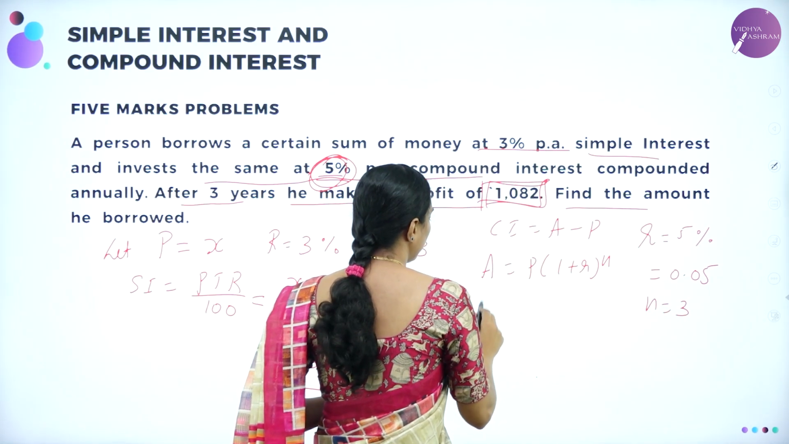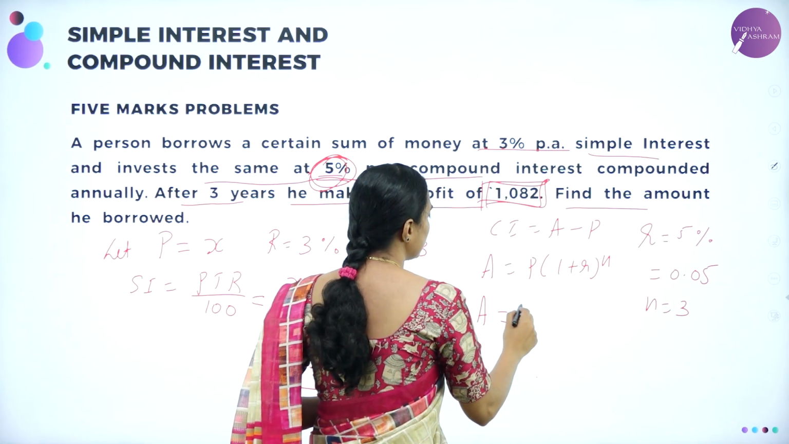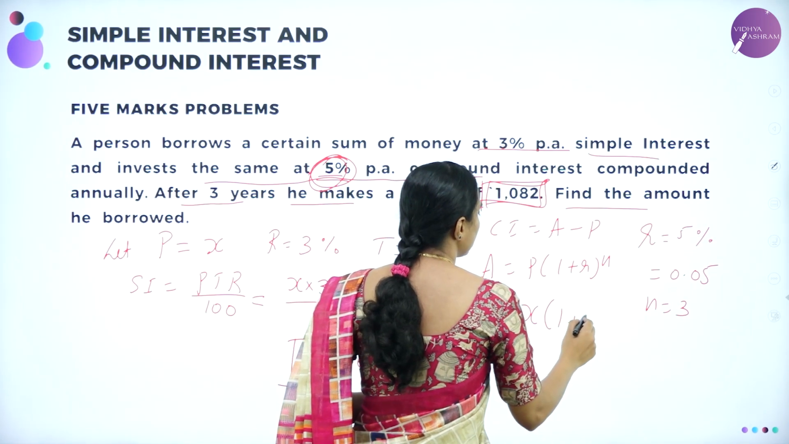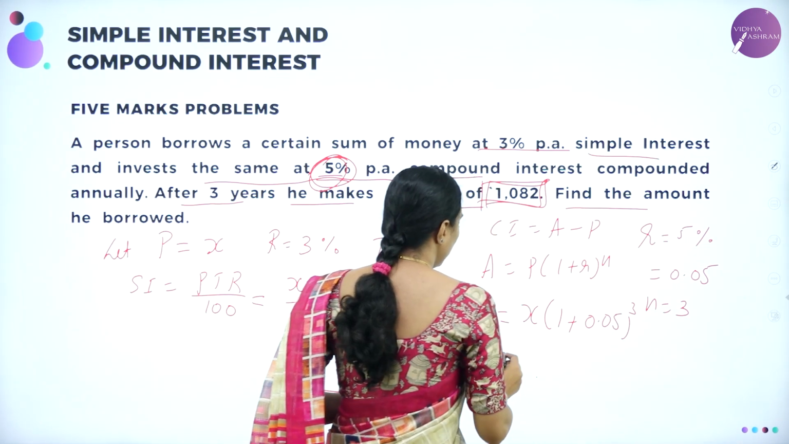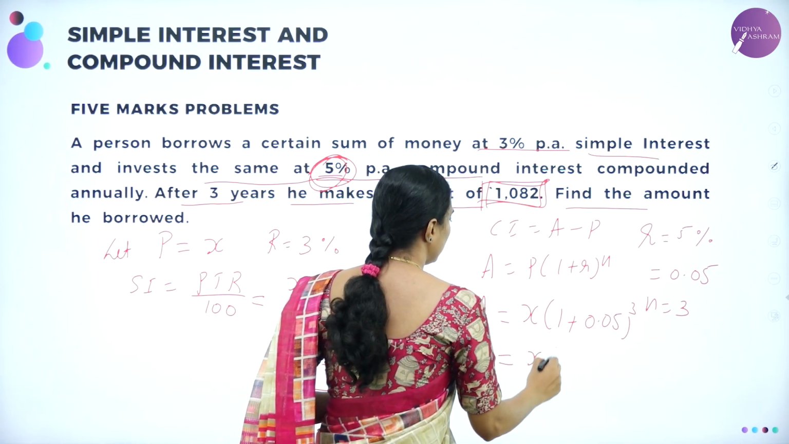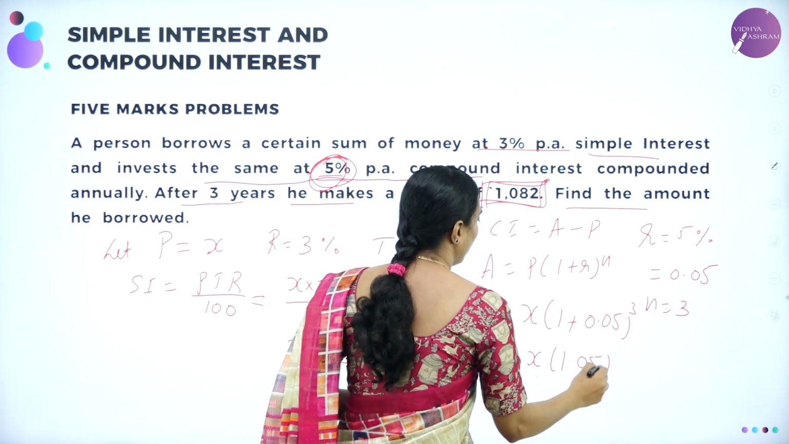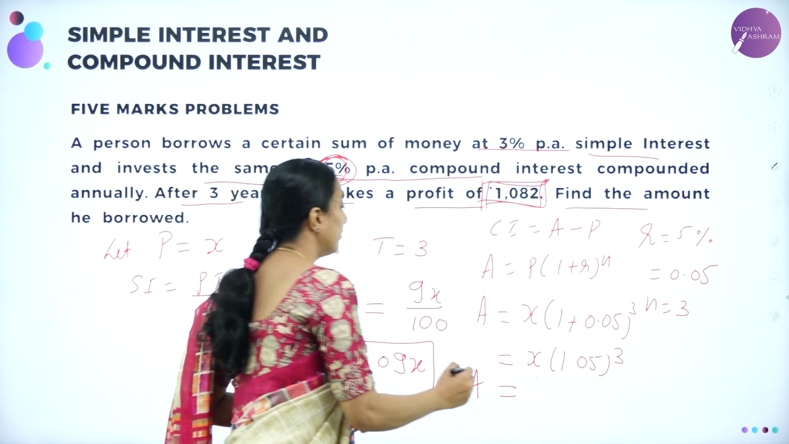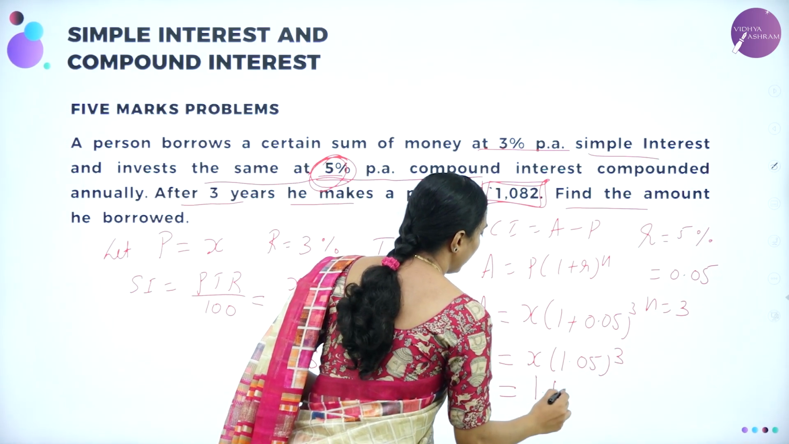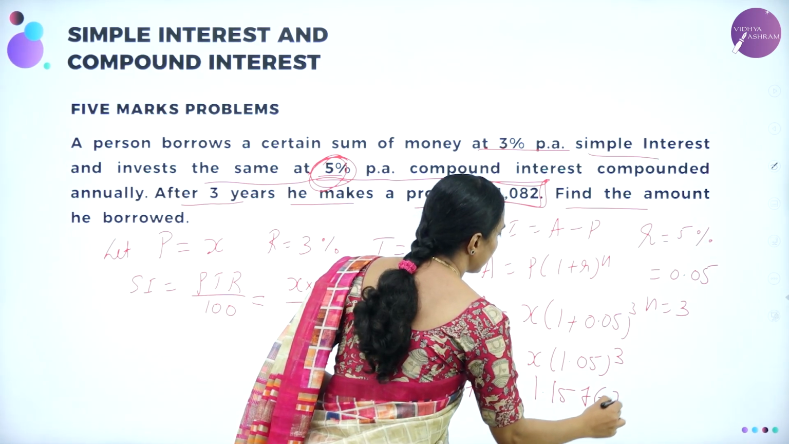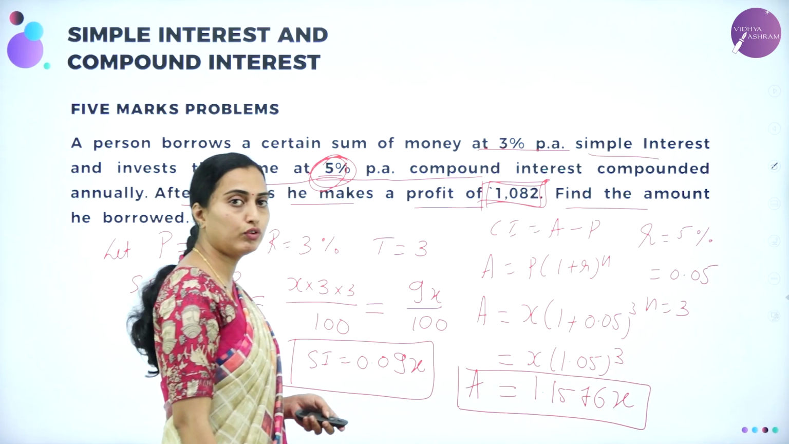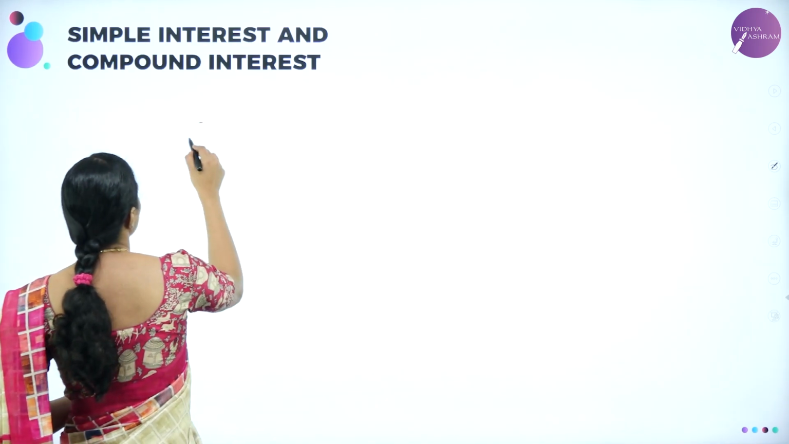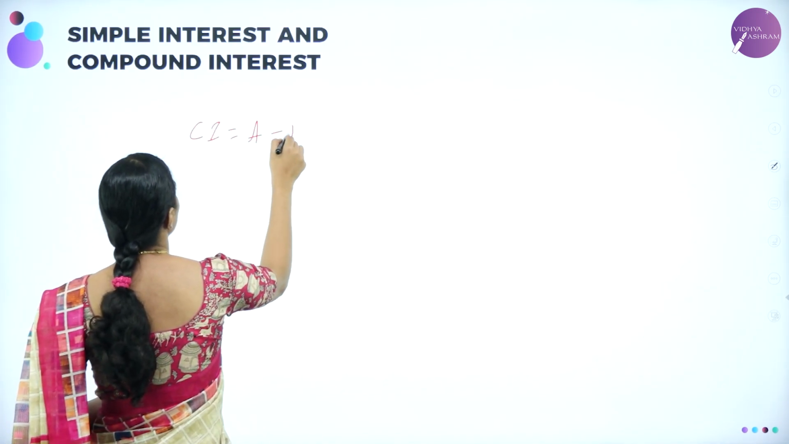Let me calculate this by putting A is equal to P is X, we don't know, 1 plus 0.05 to the power of 3, which will be equal to X into 1.05 whole cube. So which is given by 1.1576x. Okay. After multiplying this, you are going to get the answer like this for A. Now what is CI? CI is equal to A minus P.